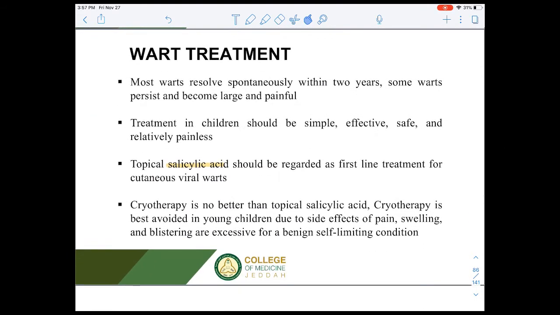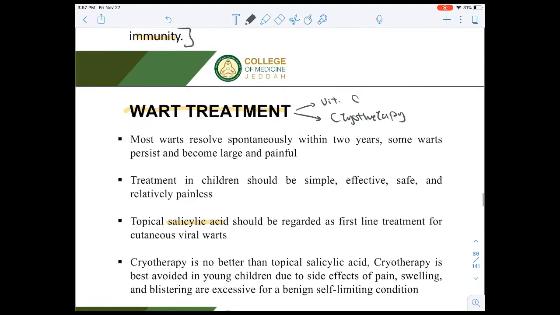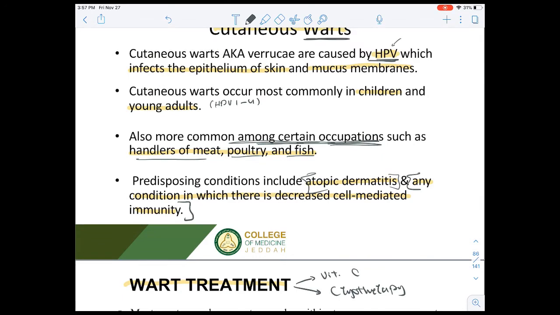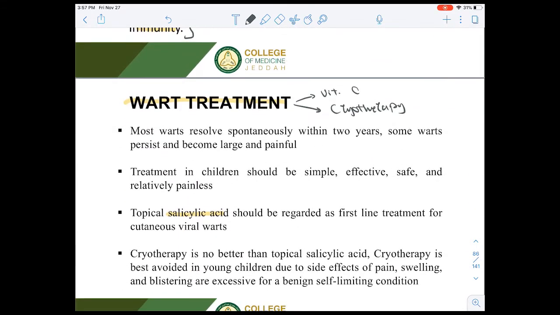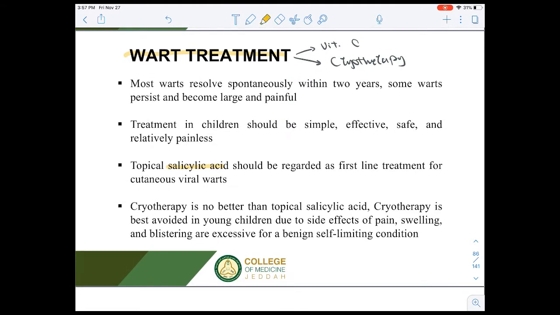How would you treat the wart? You could treat it either with vitamin C, right? So very simple treatment, or you could treat it by cryotherapy. And what is cryotherapy? Cryotherapy is when you basically have this wart and you make this wart extremely cold, and due to it being very cold, you would be able to scrape it off eventually. However, this is a very painful treatment.